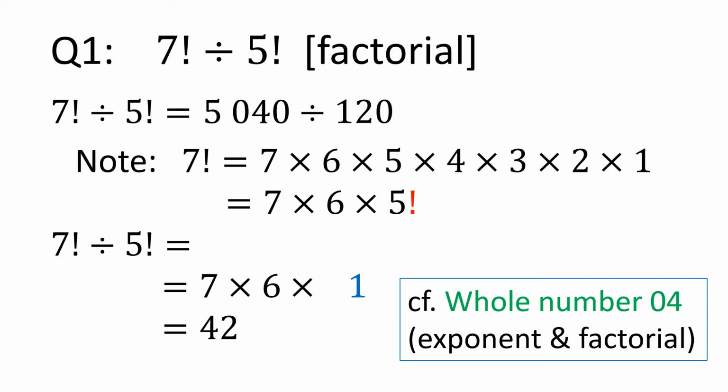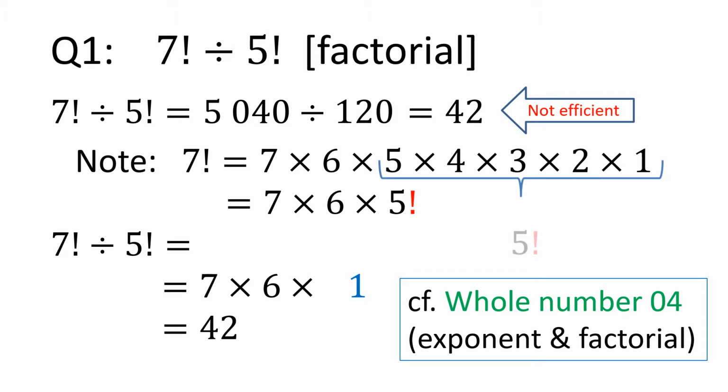Then, for 5 factorial, 5 times 4 is 20, 20 times 3 is 60, 60 times 2 is 120, and 120 times 1 is 120. So 7 factorial divided by 5 factorial is equal to 5,040 divided by 120. Calculating 5,040 divided by 120 by long division will give you 42. It takes a lot of time and you might make mistakes, so this is not an efficient method at all. So we don't recommend you do this method.